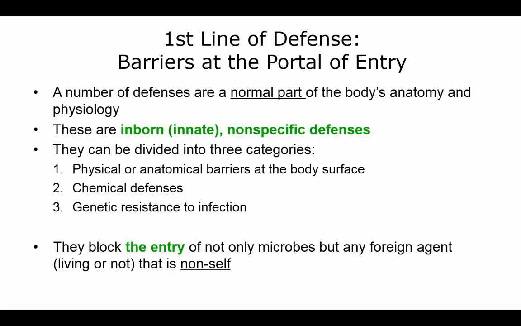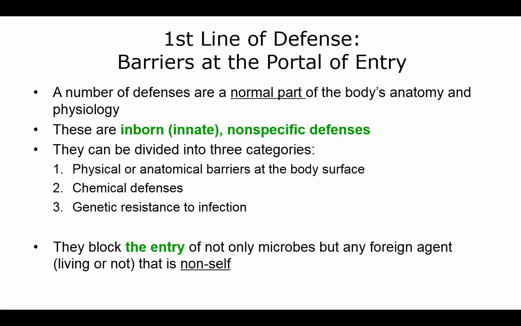So if we come back to that first line, again, remember the first line of defense, these are the barriers, okay? So number of defenses that are actually a normal part of the body's anatomy and physiology. They're inborn, they're innate, they're non-specific. Okay, so you also can kind of throw these under that objective number 3, that the first line of defense is innate, it is non-specific. And so we take this first line of defense and you actually can divide it into 3 subcategories.